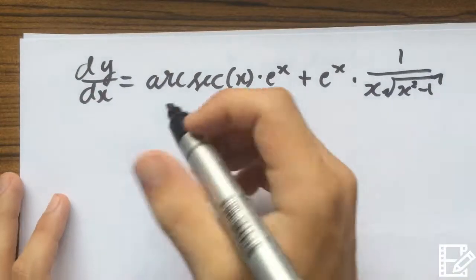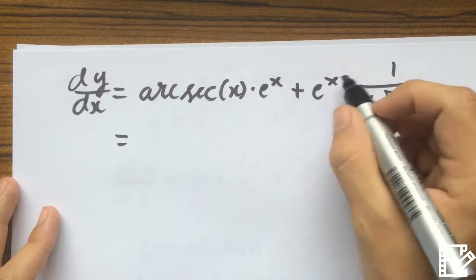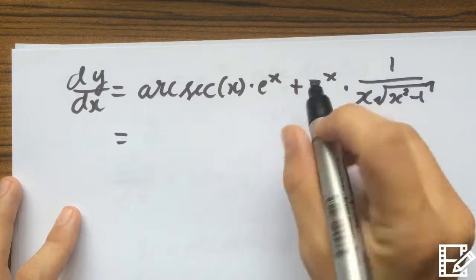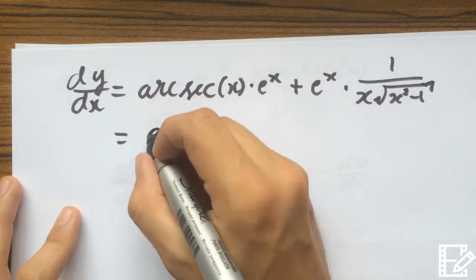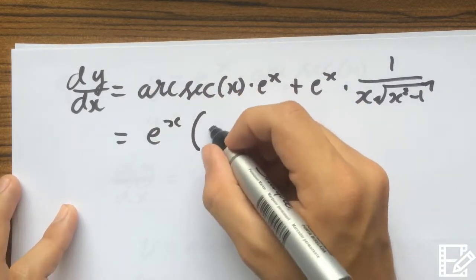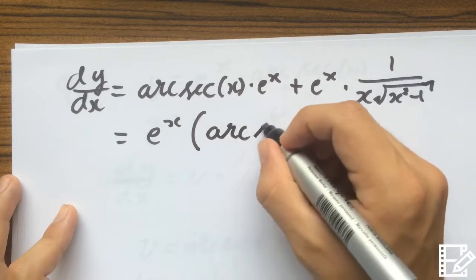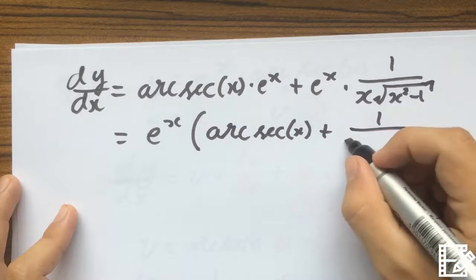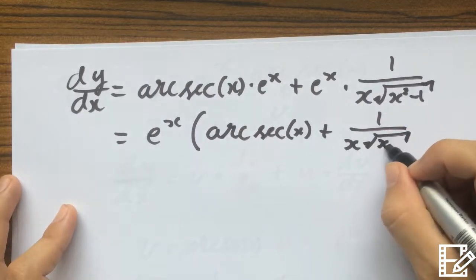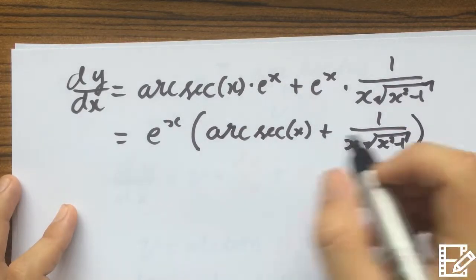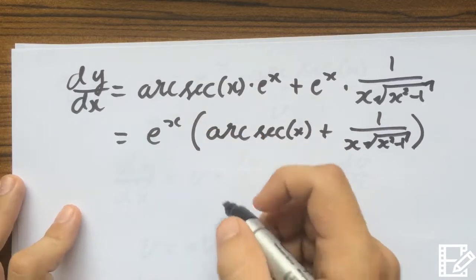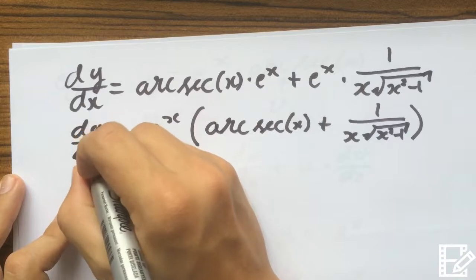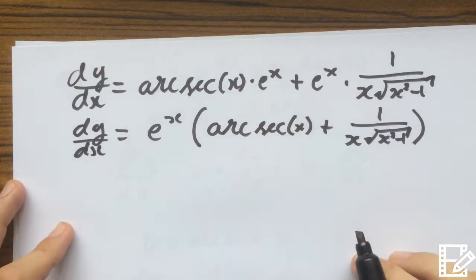Not much to complete now. Instead of multiplying this on top of the fraction, because we have an e to the x multiplied by this as well, I'm going to factor the e to the x out the front. And what we're left with is arc sec x plus 1 over x square root of x squared minus 1, all multiplied by e to the x. Okay, and that there is your derivative.